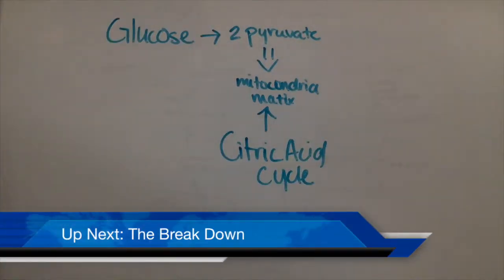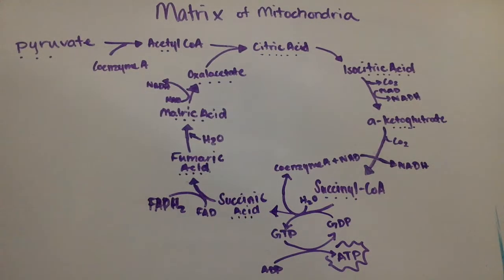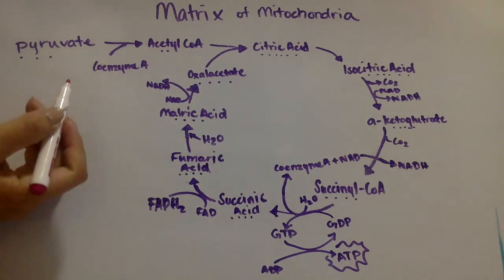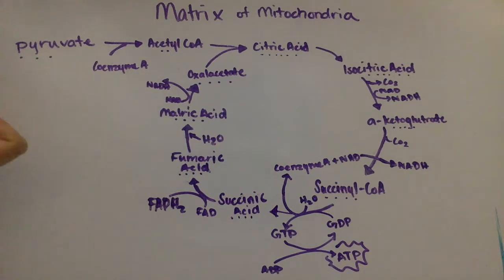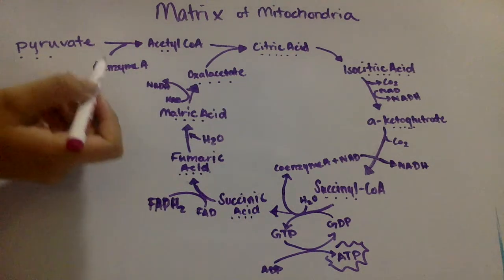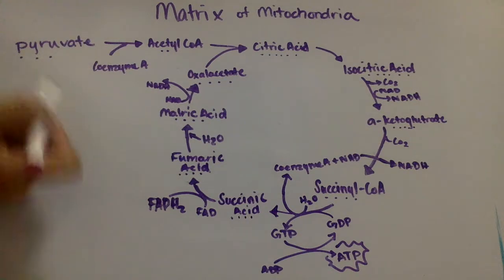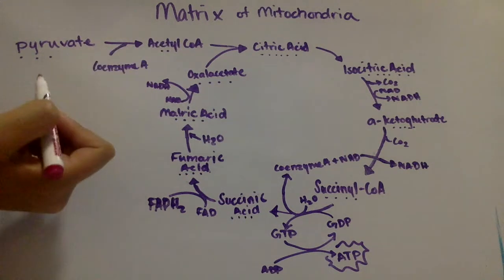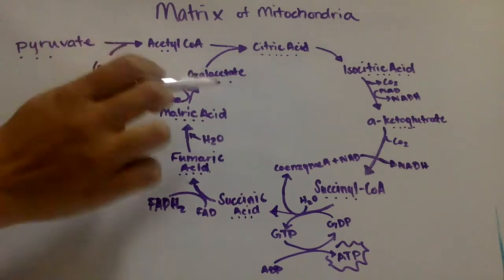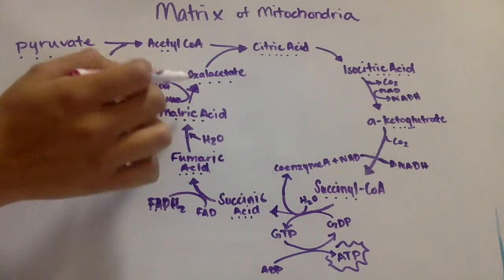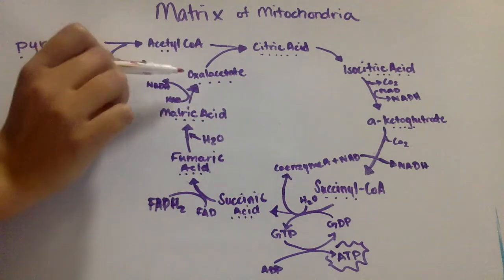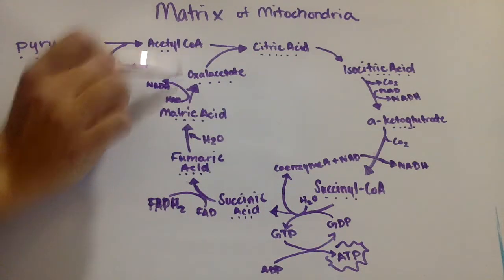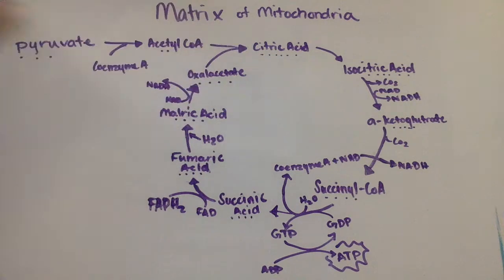Let's break down the citric acid cycle. To save us time, I pre-drew the whole entire cycle. Let's go through it. As a pyruvate enters into the cycle, it is a 3-carbon molecule. When it joins with a coenzyme, it loses a carbon and is turned into acetyl-CoA. The acetyl-CoA is then merged with the oxaloacetate to form citric acid, which is a 6-carbon molecule.